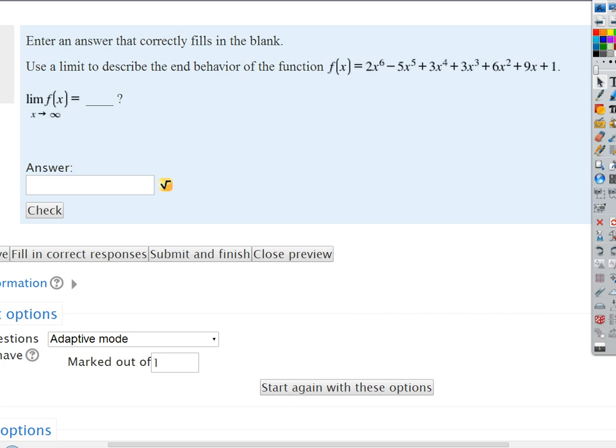We looked at how to evaluate polynomials using synthetic division yesterday, and that was no big deal. The other issue though that comes up in this section that I'm going to add to the assignment is this end behavior we started to talk about yesterday.